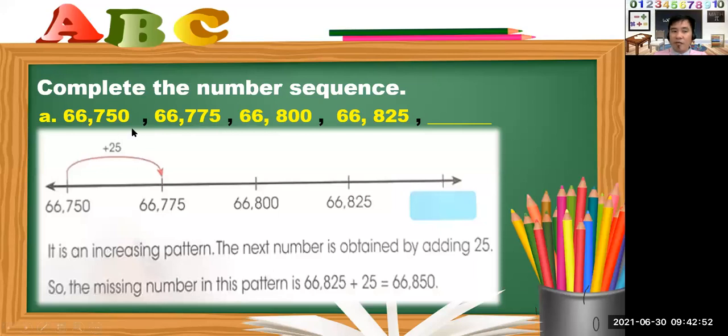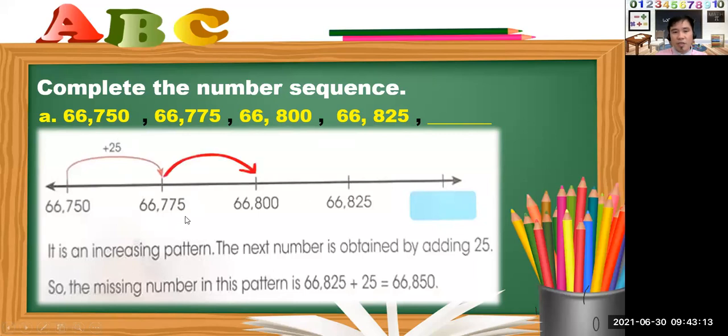So if you will count from 66,750 from here to 66,775, that is plus 25. That means the number is increasing. As you can see here, it is an increasing pattern.